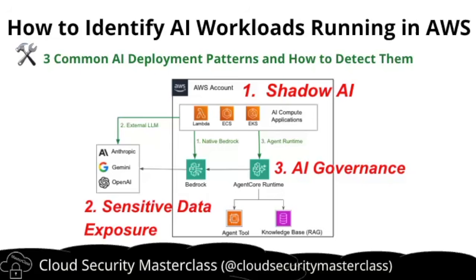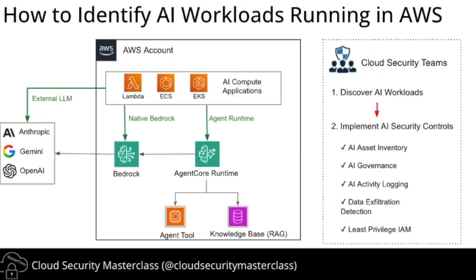Today we are talking about something that's quickly becoming a real challenge for cloud security teams: identifying AI workloads running in your AWS environment. Right now, every company is racing to integrate AI into their applications. Some teams are building directly on Amazon Bedrock, others are bypassing cloud native AI services altogether and calling external models like Anthropic or OpenAI directly through their APIs.